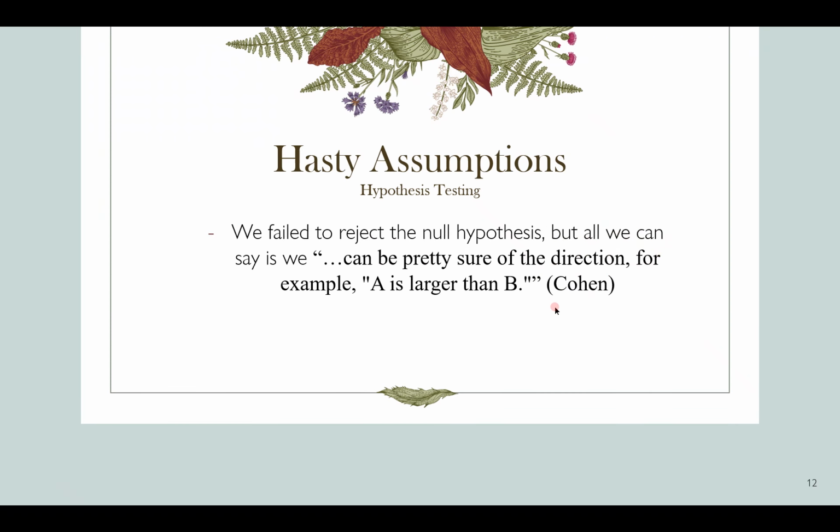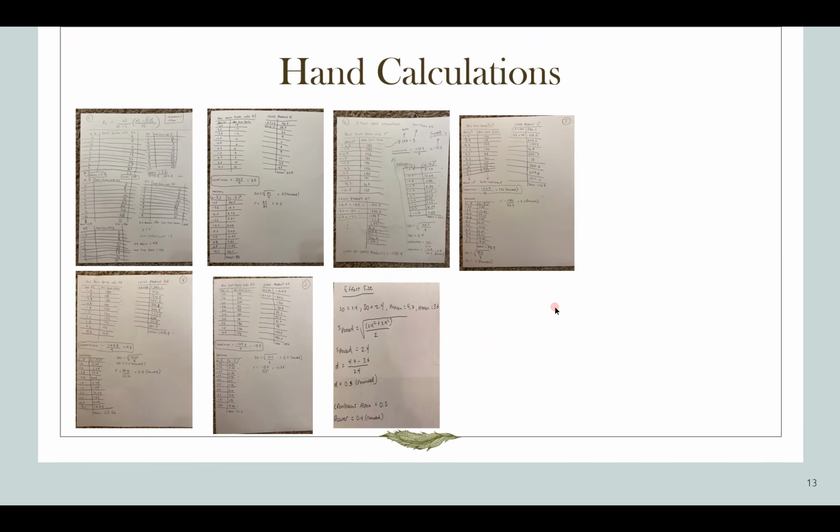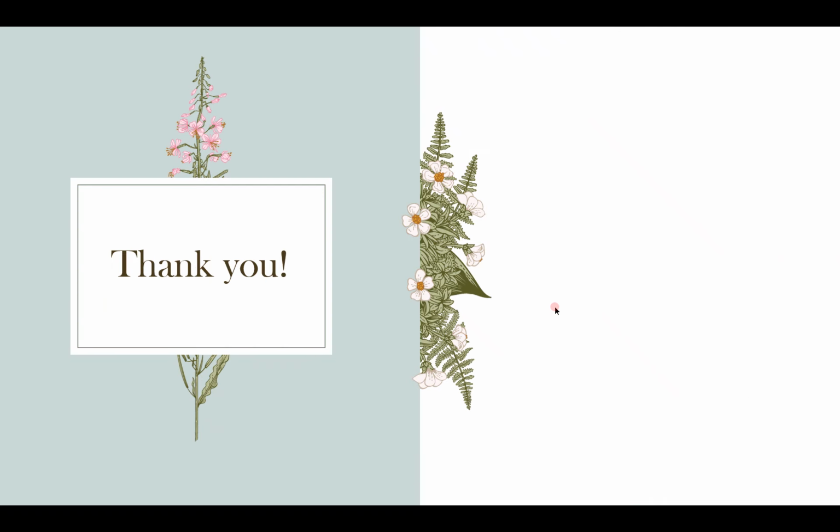However, we can't just take this as the final truth and make hasty assumptions. Even though we fail to reject the null hypothesis, all we can really say, and this is a quote from Cohen, is that we can be pretty sure of the direction. For example, A is larger than B. And those are my hand calculations, and that is all I have.